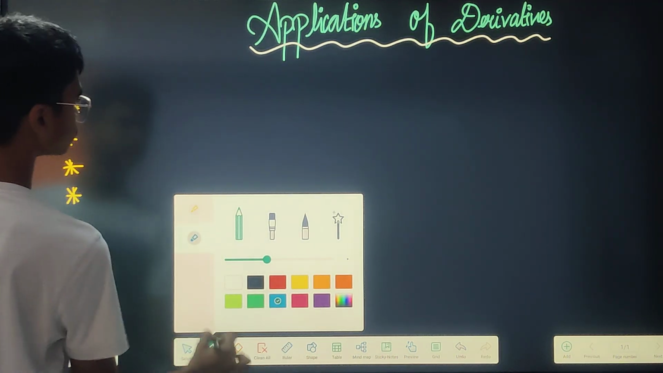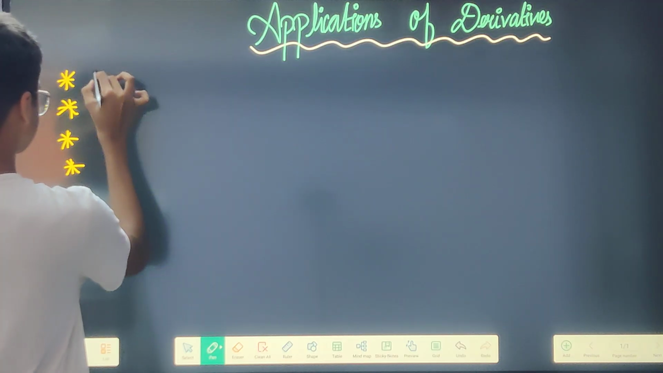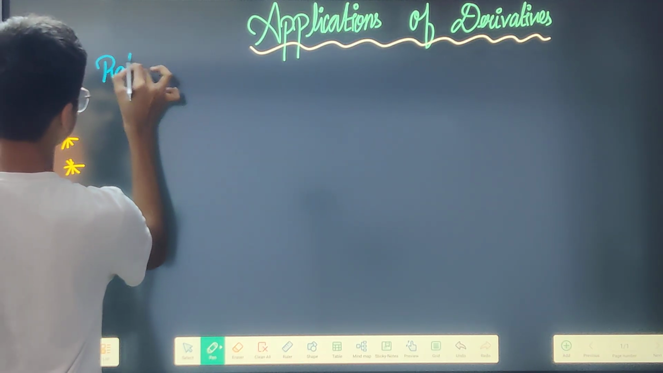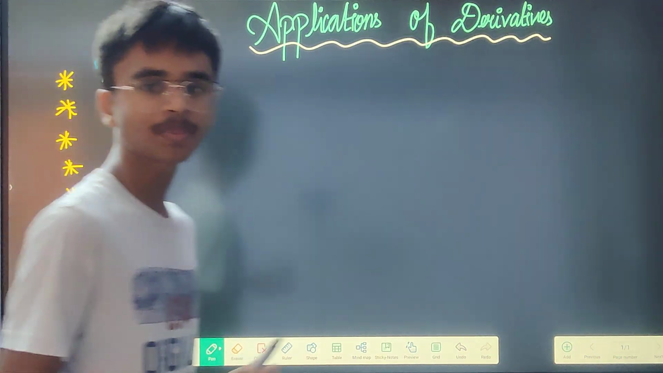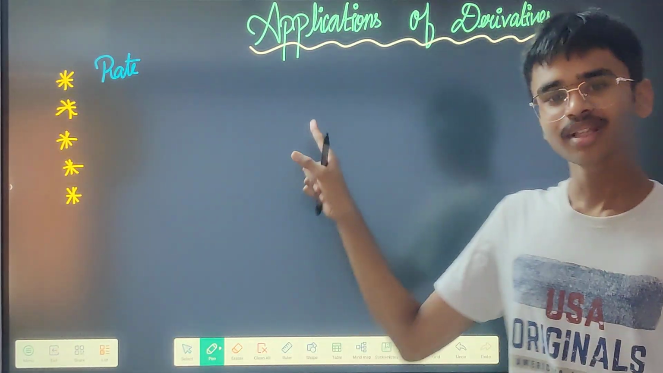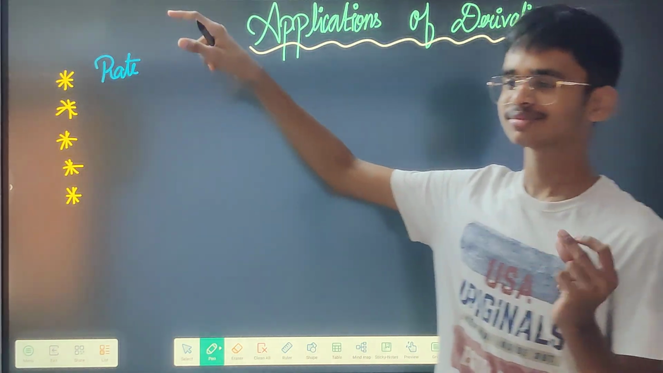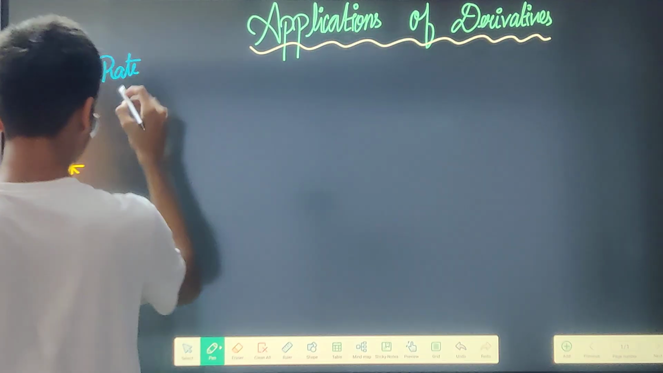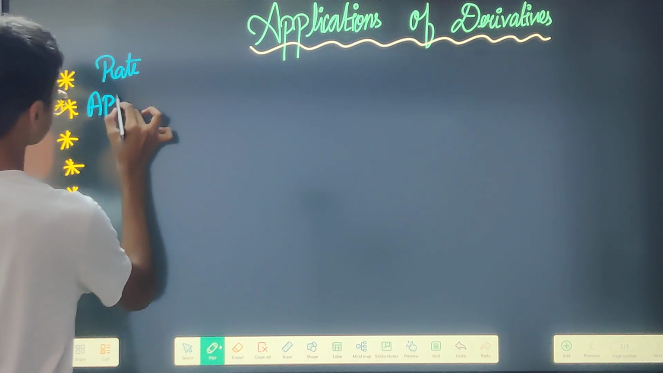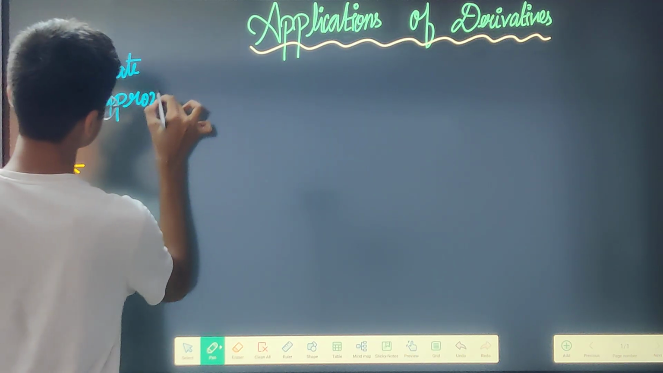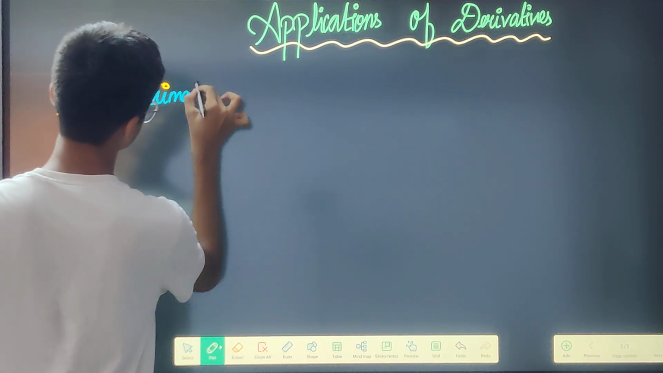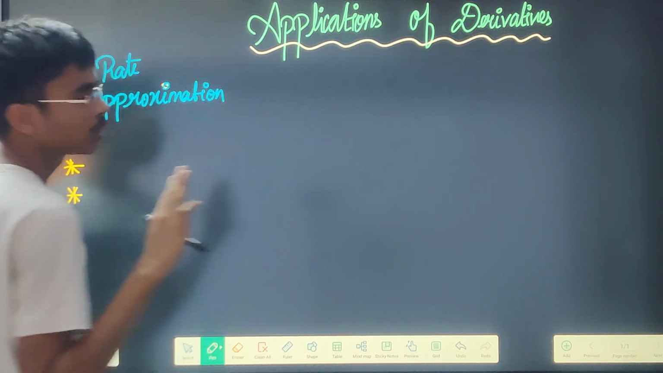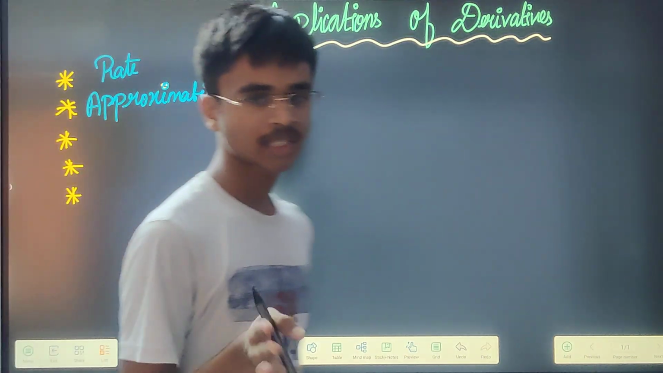Namely, first is rate. This is what is in the first exercise of NCERT. Very easy. We will cover just like this. Okay, this is very easy. Then after that we are having approximation. This is not for NCERT, this is only for JEE.